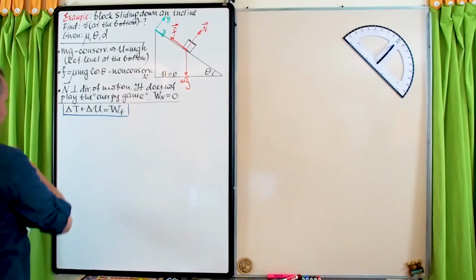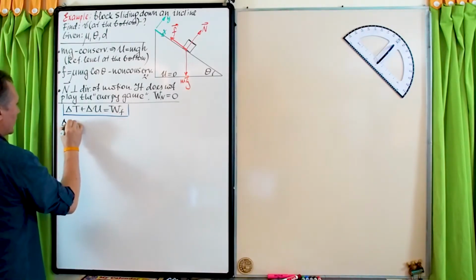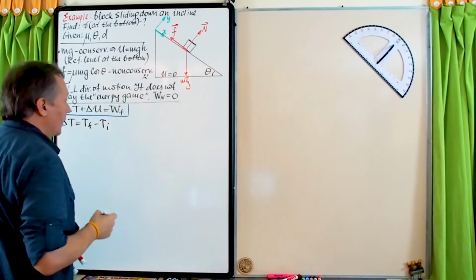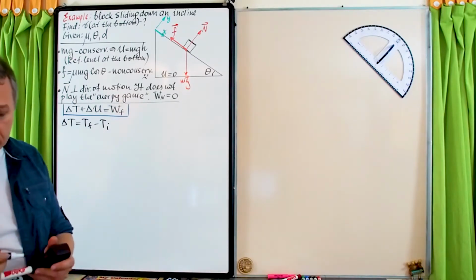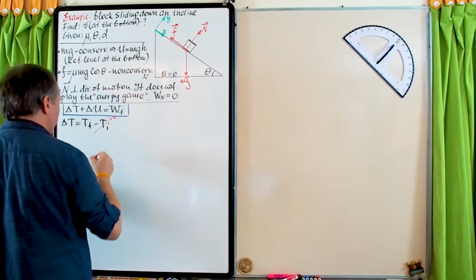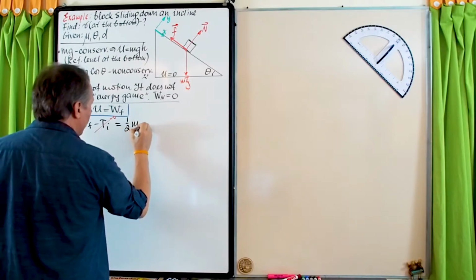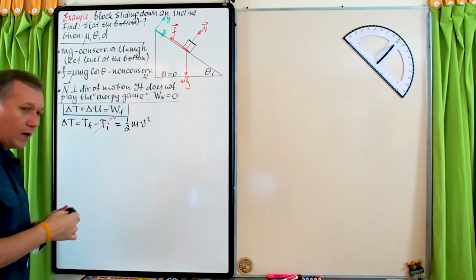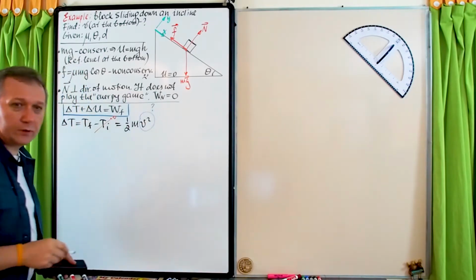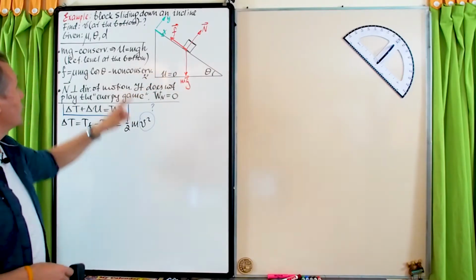So let's start with delta T. Delta T, of course, is T final minus T initial. Initial kinetic energy is 0 because the object is released from rest, right? So that is 0, and as a result, we'll have 1 over 2 m v squared, and that's our unknown. You remember what we want to find? We want to find this velocity at the bottom, at the end of the trip. That's what we need to find.